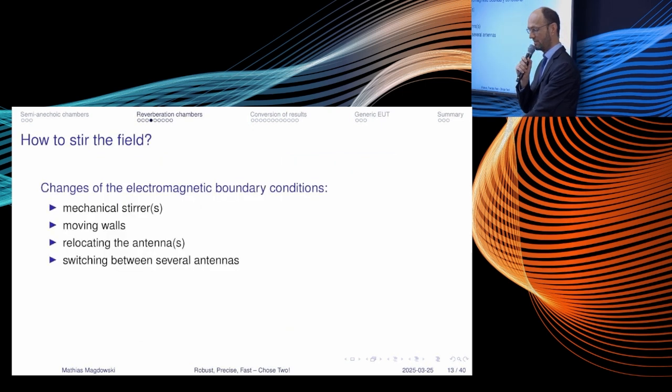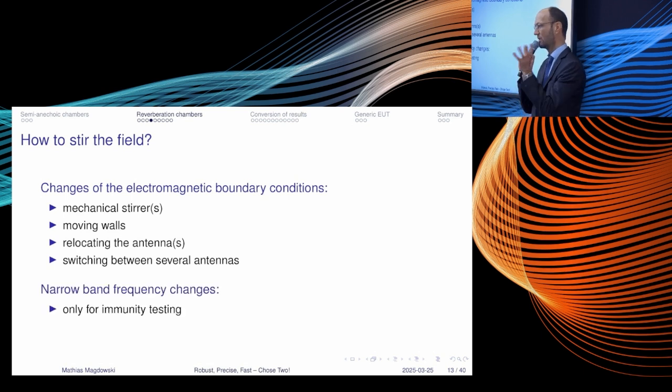We always hit many of these resonances. And to change the electromagnetic boundary conditions, you can have a rotating stirrer. You can try to move a wall. You can change the position of antennas, switch between antennas. And for immunity tests, you can also, of course, just change the frequency with your signal generator, which is called frequency steering.